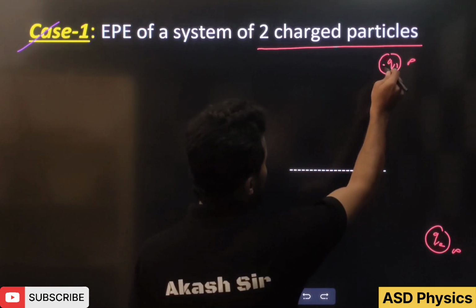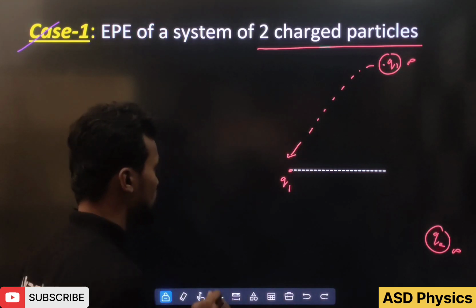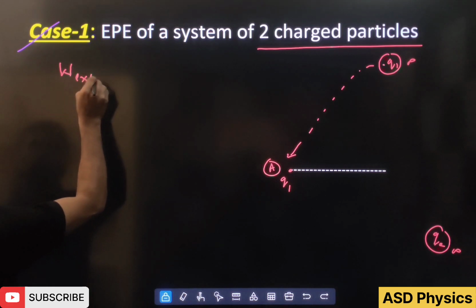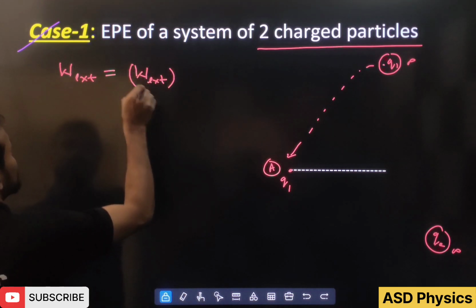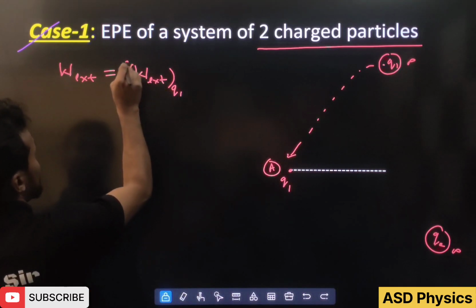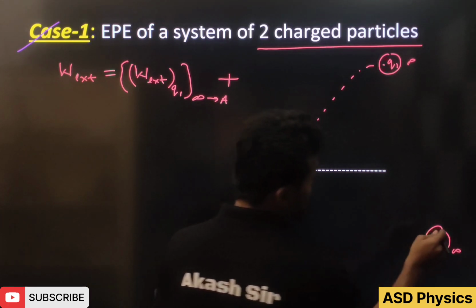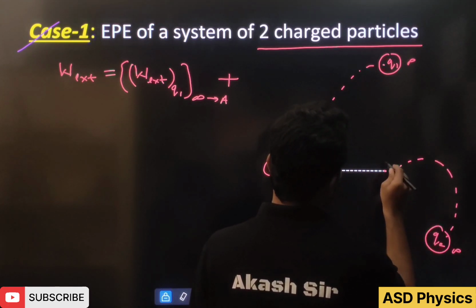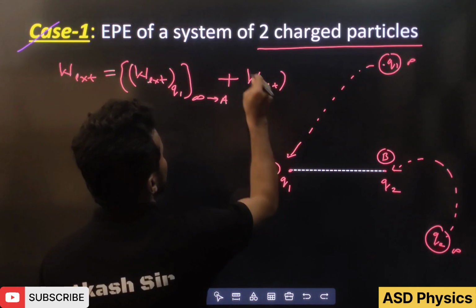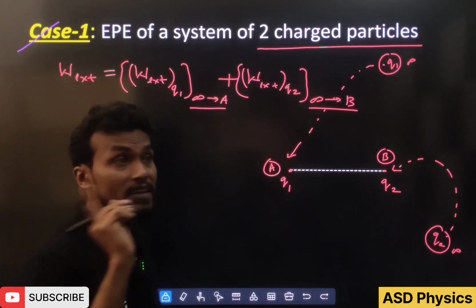So what I am going to do is first take this Q1 charged particle here, at this point, which I call A. So the work done by the external force to take the charged particle Q1 from infinity to point A, plus, after that, Q2 I will take to point B. So plus the work done by the external force to take the charged particle Q2 from infinity to point B. First infinity to A, then infinity to B.